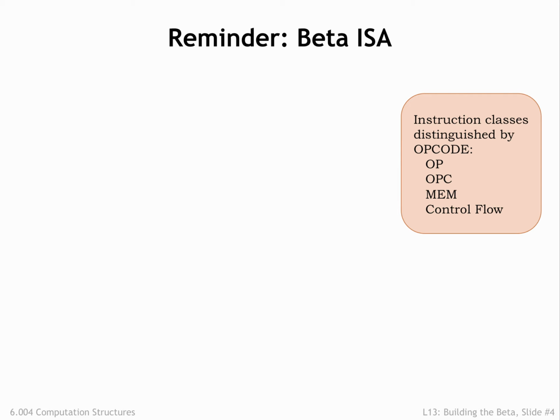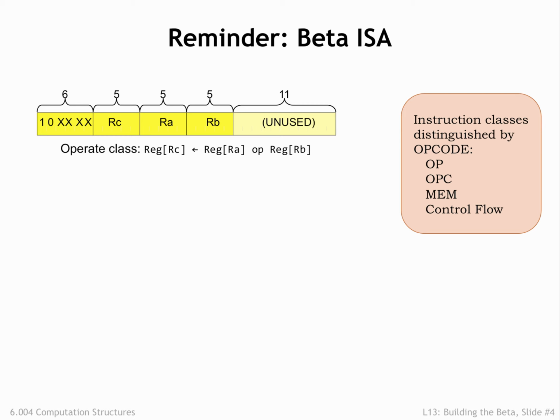The beta has 32 32-bit registers that hold values for use by the data path. The first class of ALU instructions, which have 10 as the top 2 bits of the opcode field, perform an operation on two register operands, RA and RB, storing the result back into a specified destination register, RC. There's a 6-bit opcode field to specify the operation and 3 5-bit register fields to specify the registers to use as source and destination.